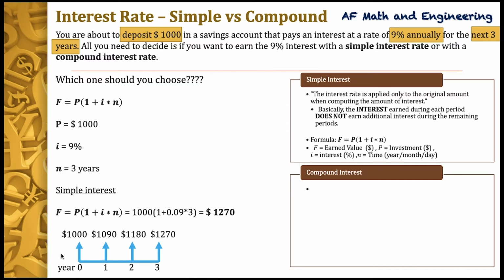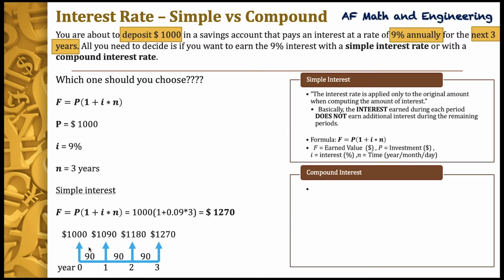Now let's take a look at a quick diagram that I did here that hopefully will help you better understand the formula. First year, I deposited $1,000. 9% out of $1,000 is 90. And in the second year, I still get the same $90. And that's basically the meaning that the interest earned during each period does not earn additional interest.